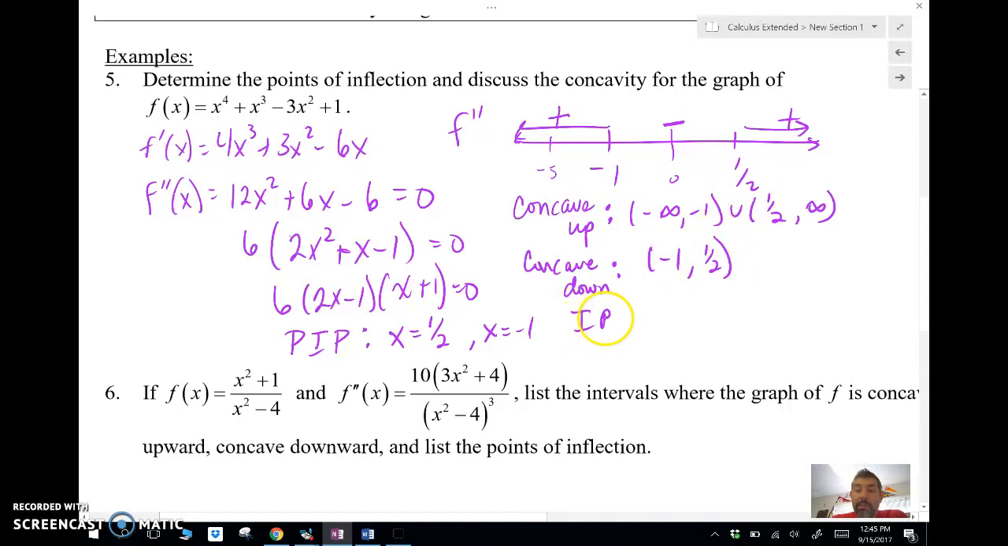And our inflection points, well, we know that -1 is our x value, so I'm going to plug -1 back in for my f right here, and I'm going to get my y value, which is -2. And then I'm also going to do that for 1/2. So I plug 1/2 in here for f, and I'm going to get 7/16 when all the math is said and done.